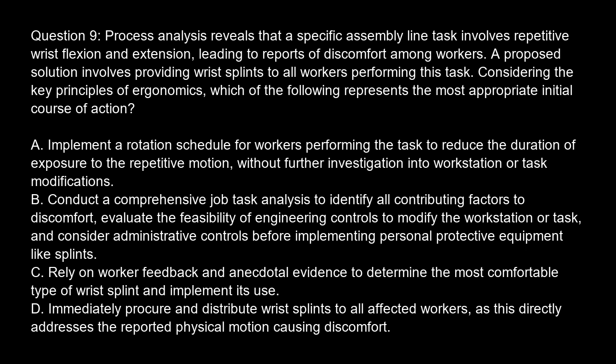Option B. Conduct a comprehensive job task analysis to identify all contributing factors to discomfort. Evaluate the feasibility of engineering controls to modify the workstation or task, and consider administrative controls before implementing personal protective equipment like splints. Option C. Rely on worker feedback and anecdotal evidence to determine the most comfortable type of wrist splint and implement its use. Option D. Immediately procure and distribute wrist splints to all affected workers, as this directly addresses the reported physical motion causing discomfort.